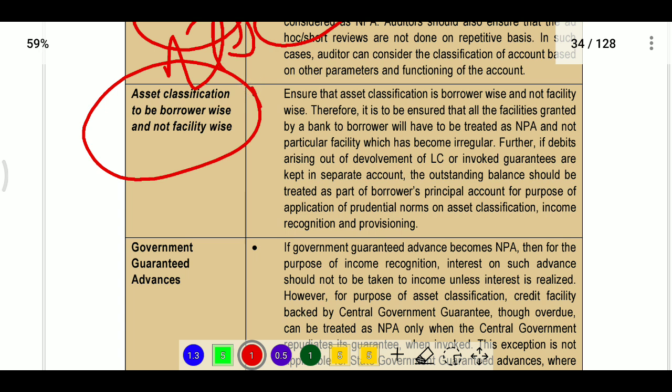Next, asset classification borrower-wise. Ensure that asset classification is borrower-wise and not facility-wise.